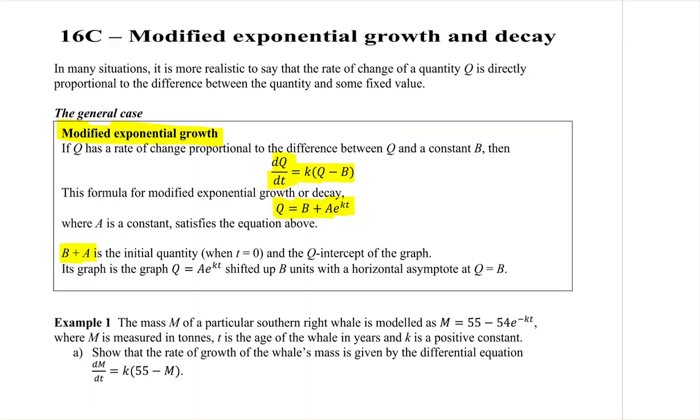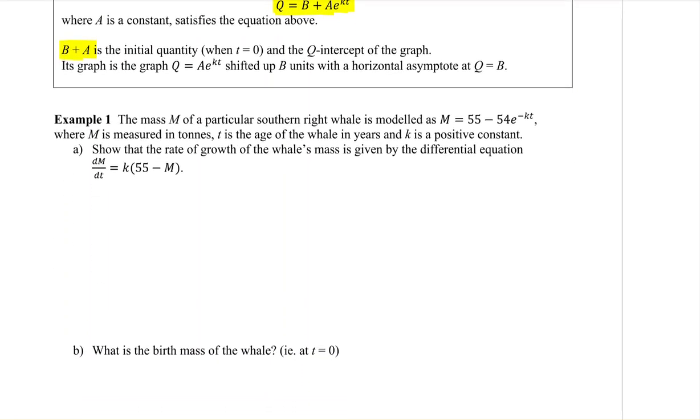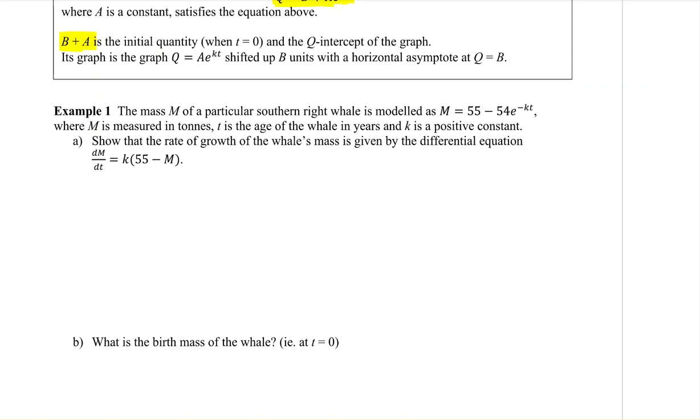Okay, let's go into the examples. The mass m of a particular southern right whale is modelled as m equals 55 minus 54 e to the minus kt, where m is measured in tonnes, t is the age of the whale, and k is a positive constant. Oh, there is a minus in the formula, okay? The k itself will be positive because we've already got a minus in there.